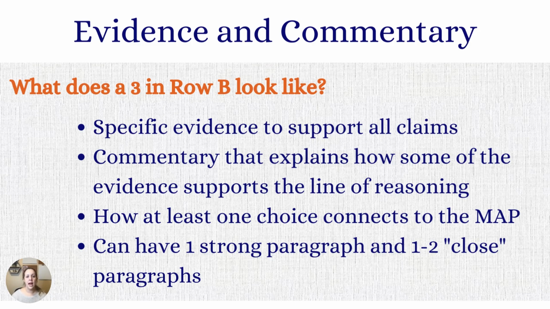Now, here's something that surprised my students when this rubric was released a couple years ago. And it's something that I think students can use to their advantage. You need to connect at least one choice to the message, argument, or purpose. So you can have one strong paragraph and one or two paragraphs that are close, and you can still earn a 3 in row B. So I tell my students who struggle with pacing to make sure that they have at least one paragraph that is their home run paragraph.